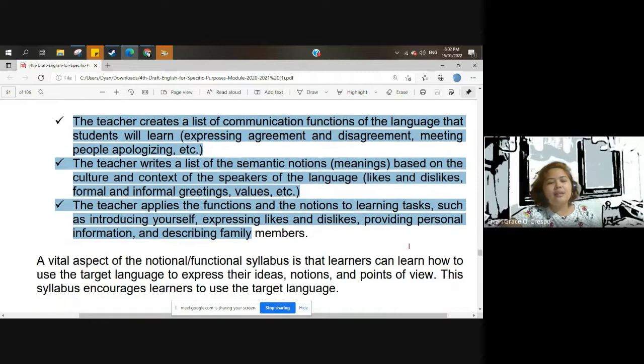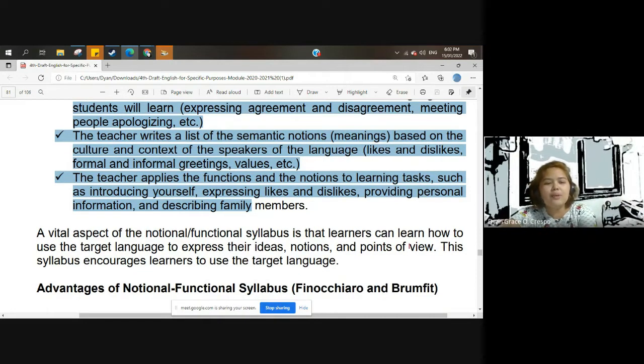And then, the teacher applies the functions and learning tasks. So, magkakaroon tayo ng activities. Like, for example, pwede tayong may role-playing, pwede tayong may debate, pwede tayo may mga ganito, ganyan. So, something to do with that. So, ang gagawin natin is we will think of ano ba yung kailangan ng client and then paano natin magagawa yon. And then the activities.